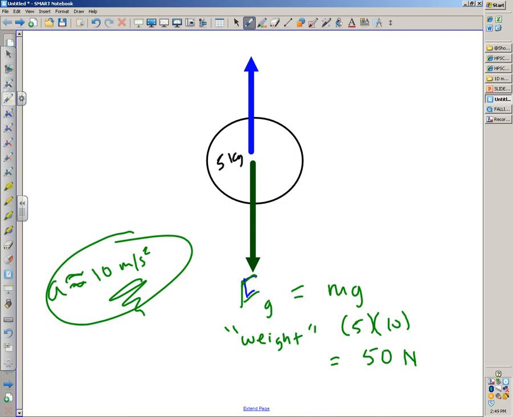Now that formula will give you newtons. It won't give you pounds, but it will give you newtons. Now, that 50 newtons is always going to be acting on it.